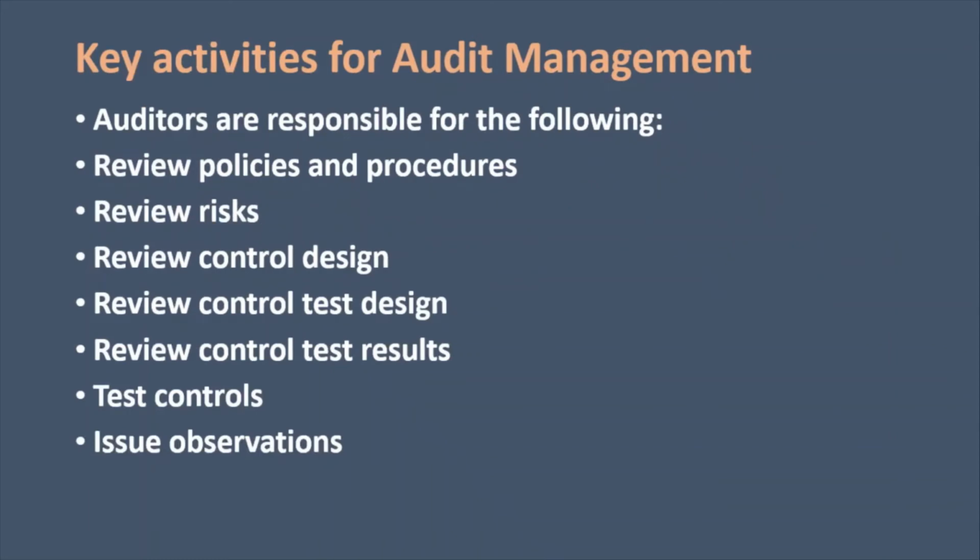Now we are going to talk about key activities for audit management. Auditors are responsible for the following. Mainly audit management is done by auditors, and they review policies and procedures, review risk, review control design, and review control test design. First, they review control design, and whatever test cases we have for control design, they review along with it. They review control test results, like whatever result we get after testing the control, and they review test controls as well as issue observations.